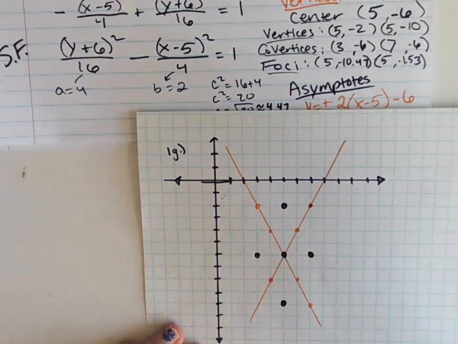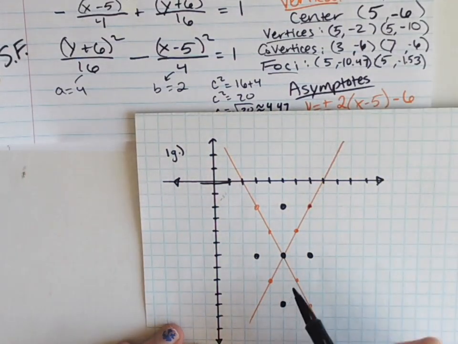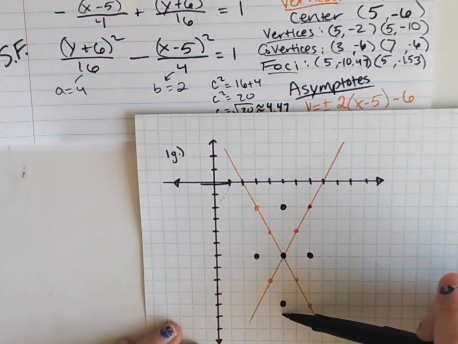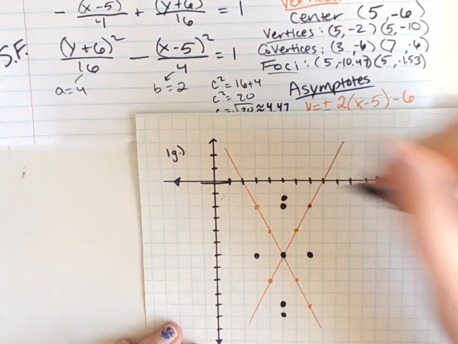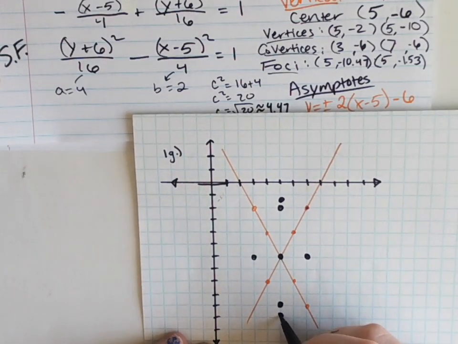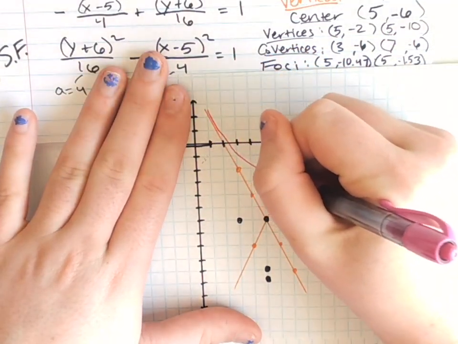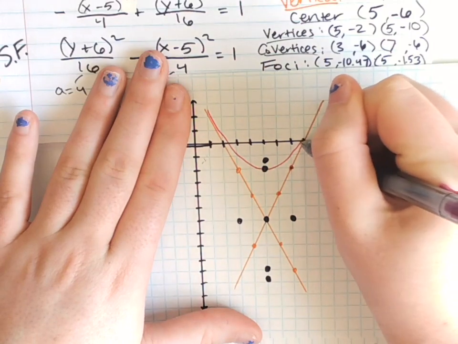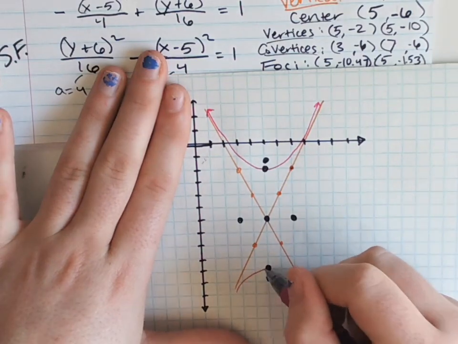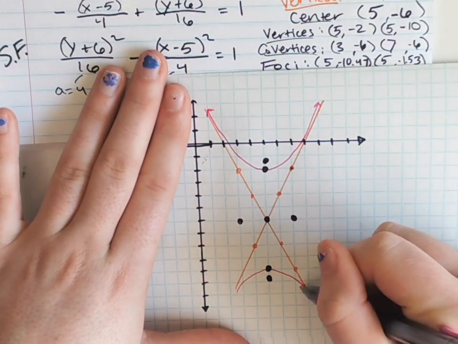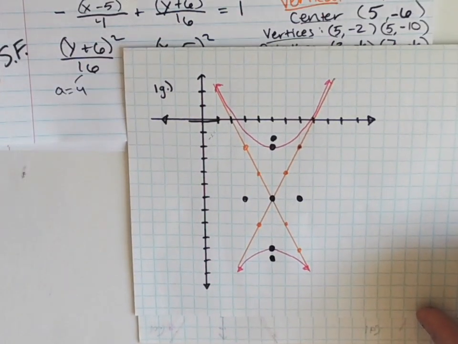And I'm missing my foci, which is going to tell me how it opens. We've got 5, -10, so it's like ish right there. And this one is ish right here, close to it. It's like halfway in the middle. Final step, draw your hyperbolas and get them very close to the asymptotes. Good deal. And that one's done.